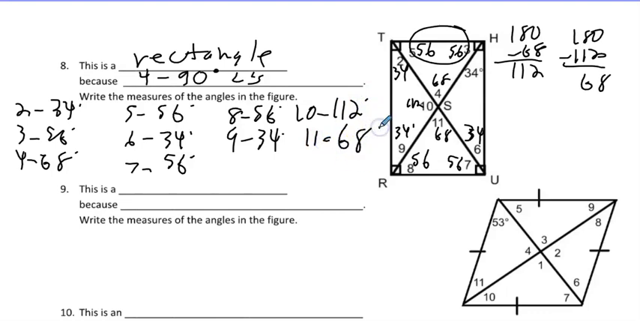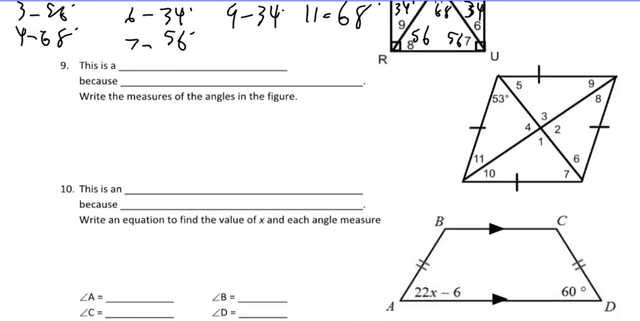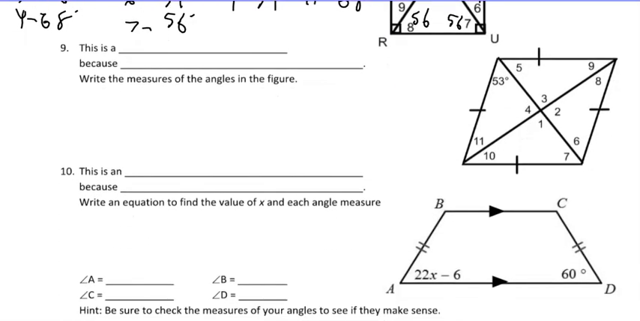Now if you need to hit pause to catch up, go ahead and do so. Now number 9. What shape is this? It's a rhombus. How do we know that? 4 congruent sides.